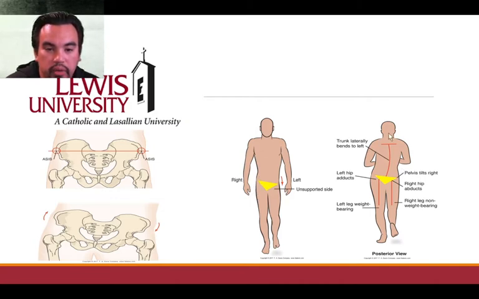So if we look this way, we can kind of see all the forces coming through him on this picture from looking at him from behind. And we see that the right hip is abducting and the right leg is non-weight bearing.